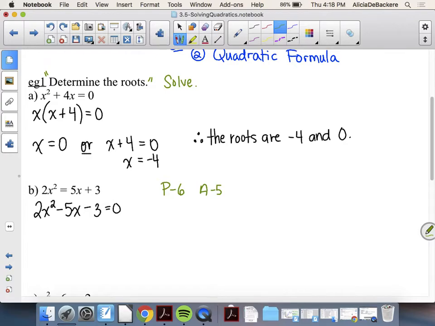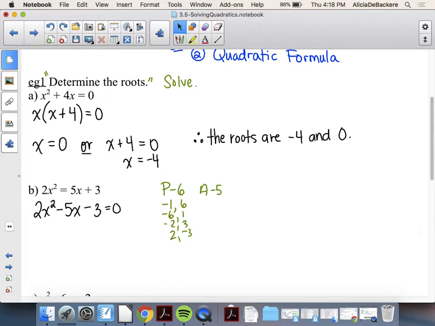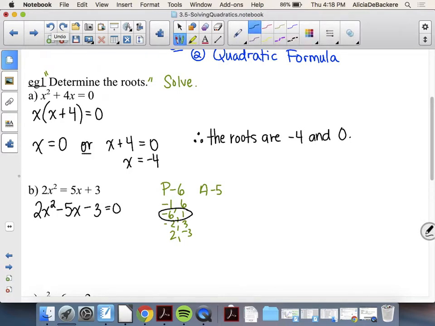So I go through all my possibilities of numbers that multiply to -6. So it could be -1 and +6, -6 and +1, -2 and 3, or 2 and -3. And I can see that the pair I'm going to use is -6 and 1. Now this is decomposition because there's a number in front of the x squared, or a coefficient other than 1. So that tells me I have to decompose or split the -5x into two terms.